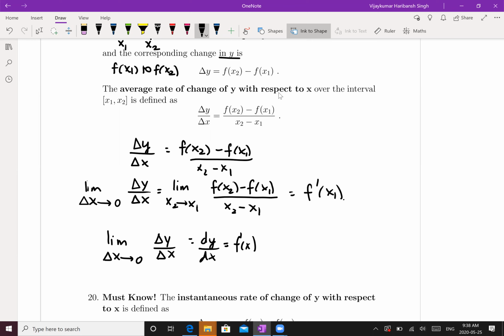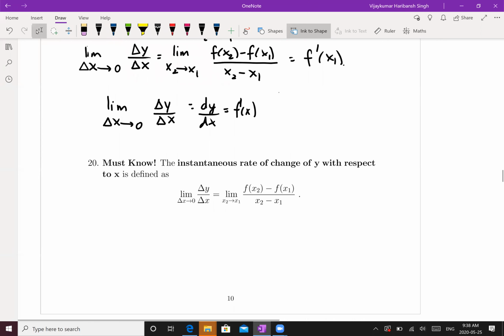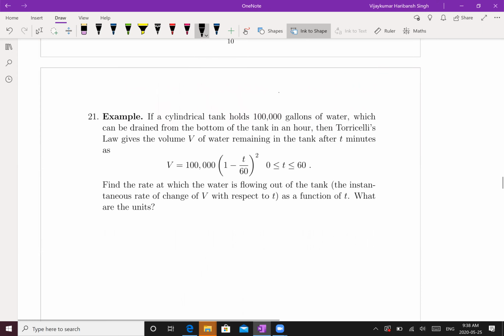Yeah, so this was a notation used by Newton while trying to come up with the idea of derivative. Okay. So this is what your instantaneous rate of change is. So instantaneous rate of change is this guy. Okay. So you have seen instantaneous rate of change of y with respect to x and average rate of change of y with respect to x. Now let's use that concept and apply it on the following problem.